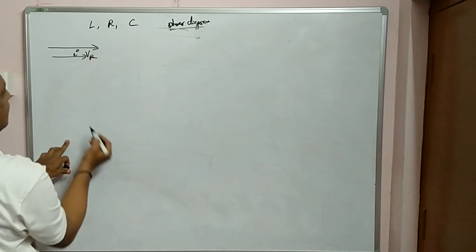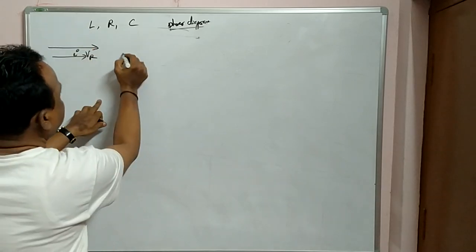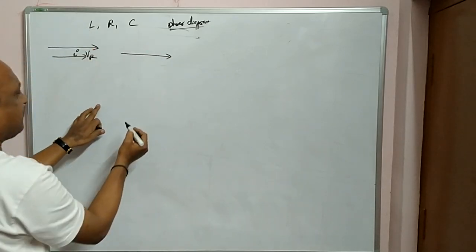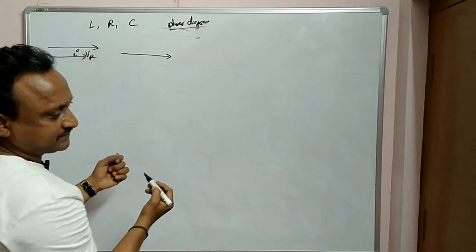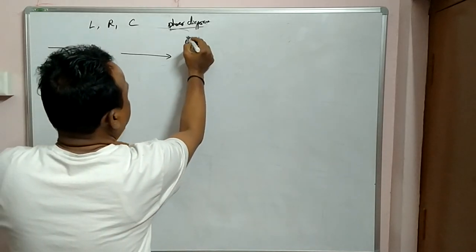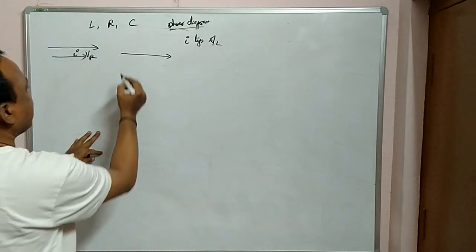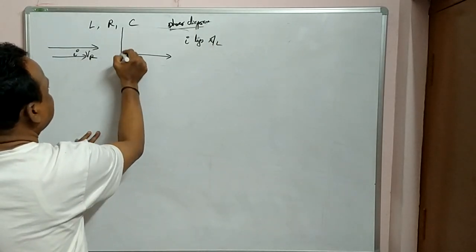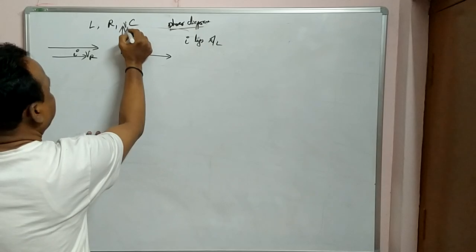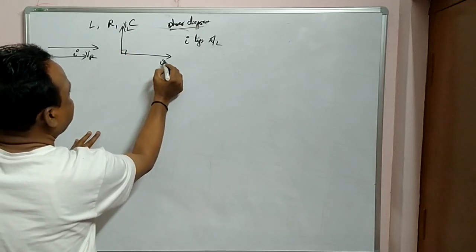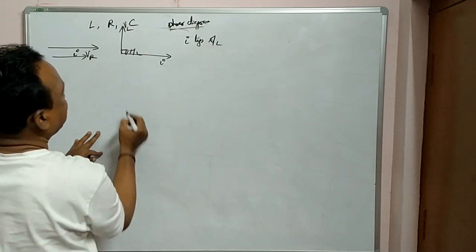Voltage also same direction. But in inductor what happened? Inductor, if you observe carefully, current is lagging by pi by 2. I lags by pi by 2. Here the voltage, inductor. So you can see current, current is lagging by pi by 2.